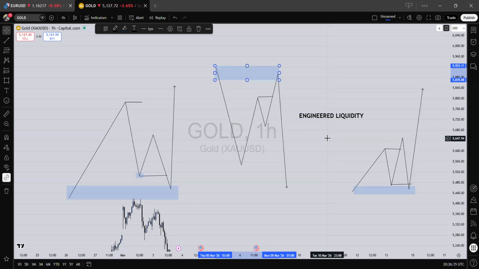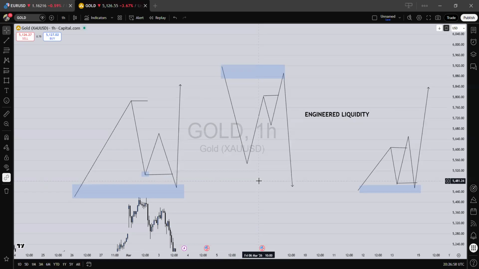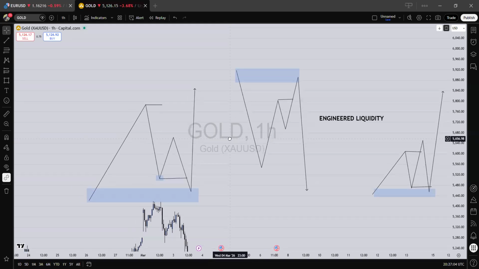All right. Now, engineered liquidity is majorly for continuation. Please, it's majorly for continuation. I've not really used it for reversal. It is majorly for continuation. Like when the trend is already established, price tends to use engineered liquidity more for continuation. All right.